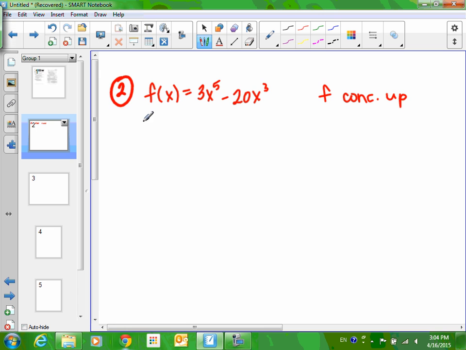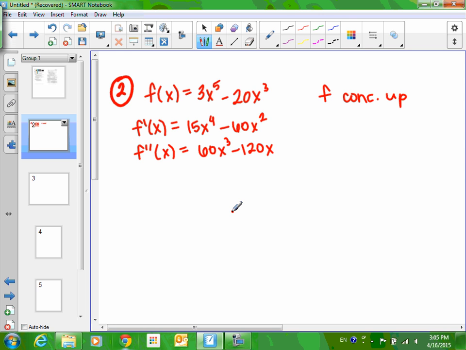Take the derivative. So f prime of x equals, just use good old power rule, 15x to the 4th minus 60x squared. And now what do we do? Derive it again. So that's going to give me 60x cubed minus 120x. Now what?